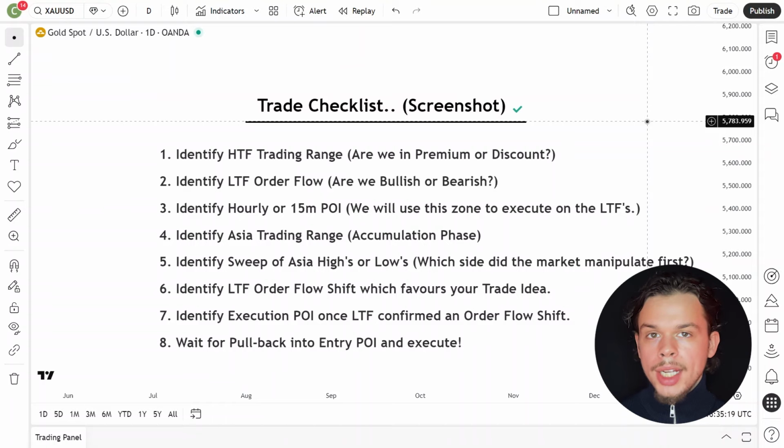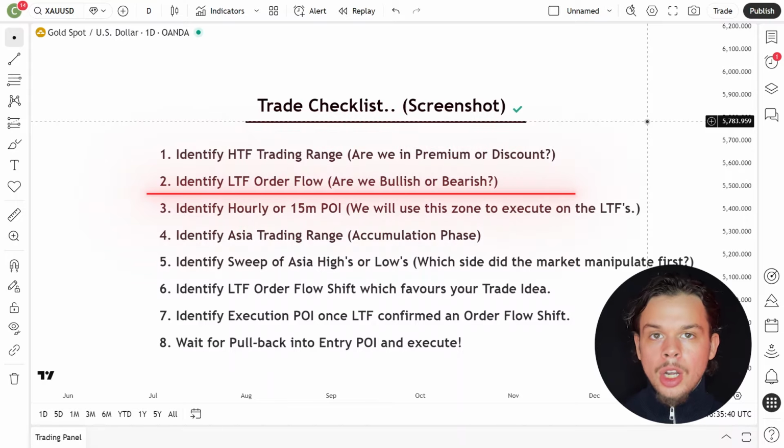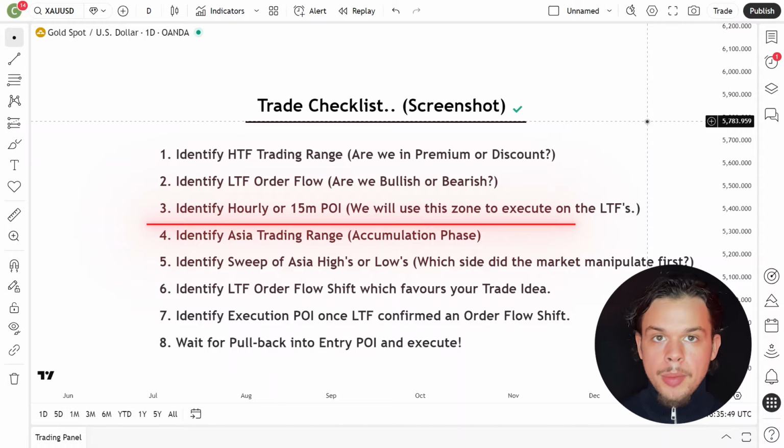So here is my exact trade checklist. Screenshot this or write it down so you can use this when you need it. So step 1, we identify our higher time frame trading range, which allows us to identify our premium and discount zone. Step 2, we identify our lower time frame order flow. Is it bullish or is it bearish? Step 3, we identify our hourly or 15-minute points of interest, and this is the point of interest which we will be trading away from on the lower time frame.